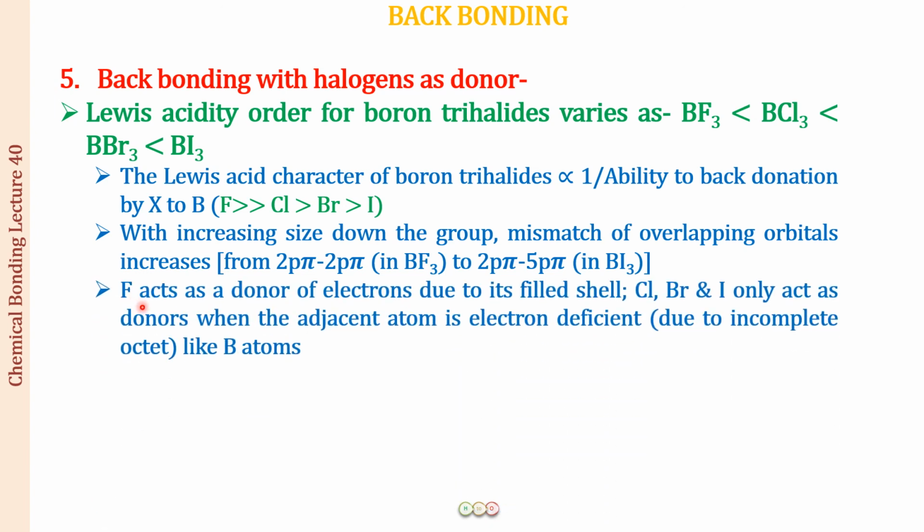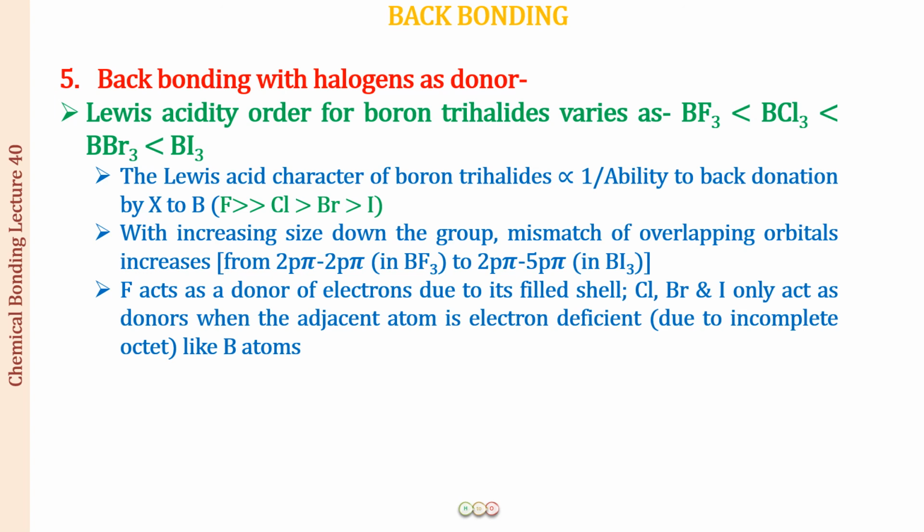So fluorine acts as a donor of electrons because it has a filled shell. Chlorine, bromine and iodine do not like to donate their electrons. They only do so when the adjacent atom is electron deficient, for example, when there is an incomplete octet like the boron atom. Okay, so I hope this is clear.